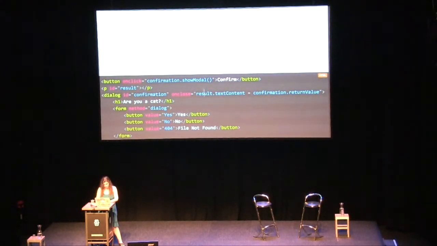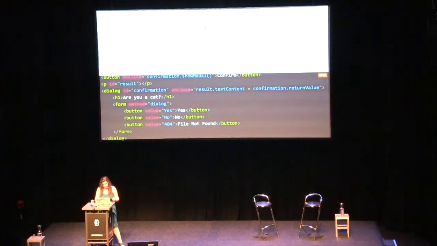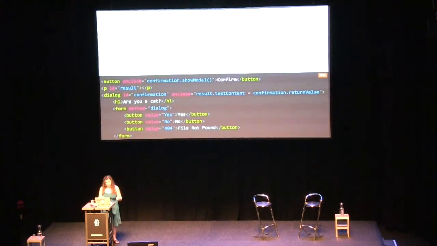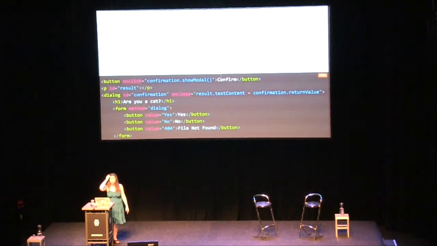Why this again? I swear this problem only happens when I'm on stage. Yes, now I refreshed, I pasted the exact same code I had, and now it works. It baffles me. It's exactly the same code I had written. But anyway, it works. So if I press yes, it's yes. If I press no, it's no. If I press file not found, it's the actual value of the button. It's not the label, which was 404.